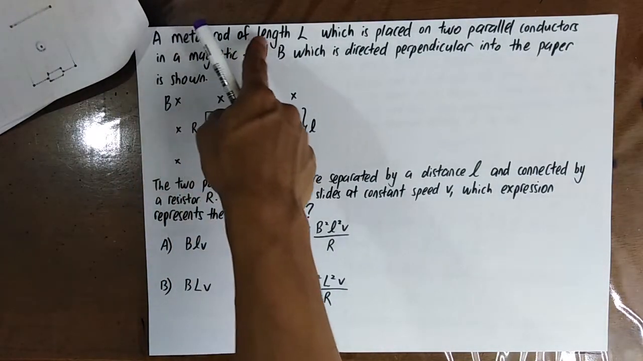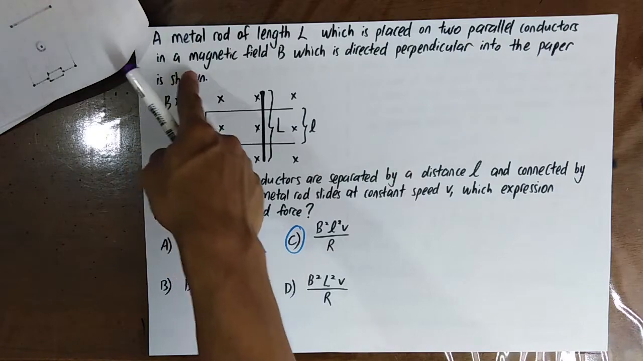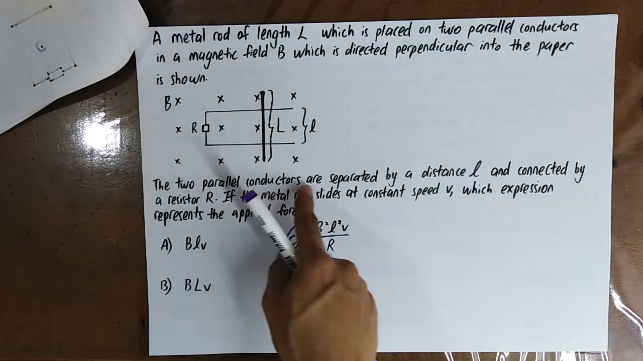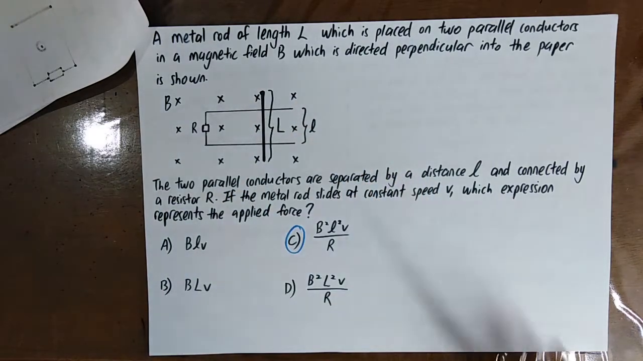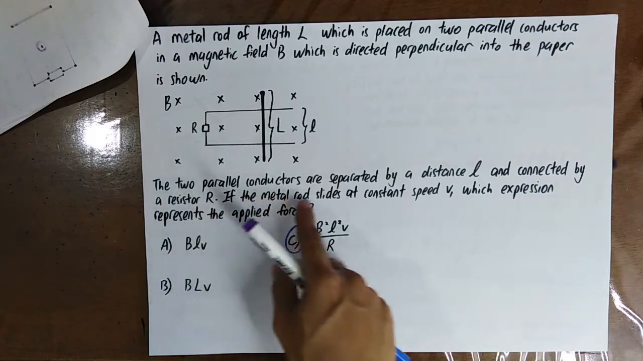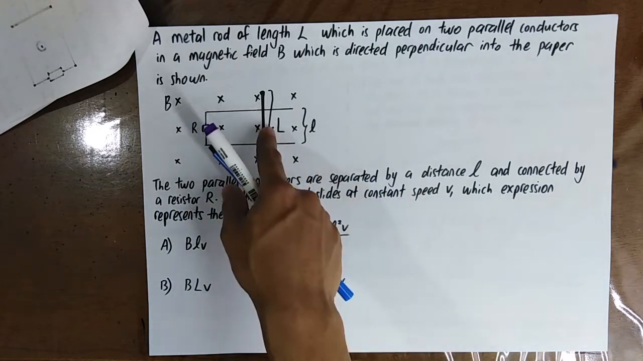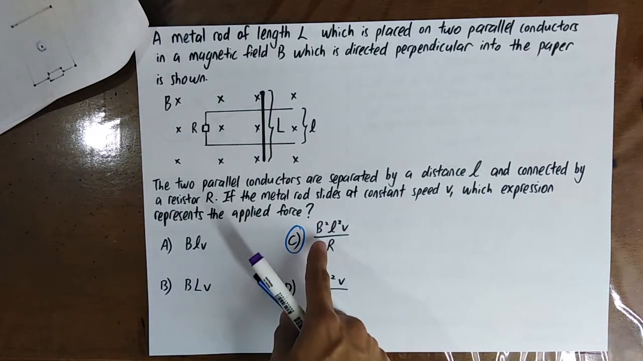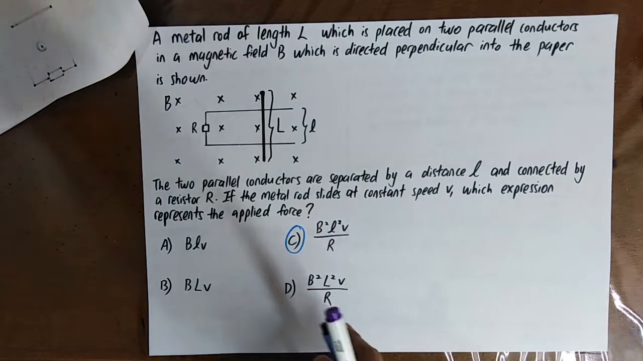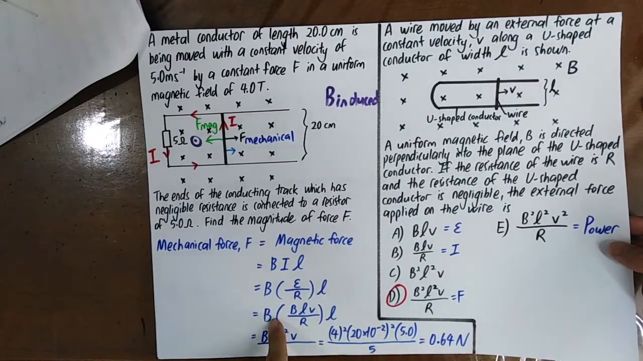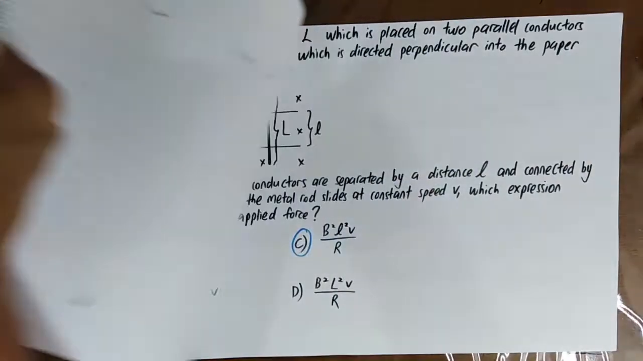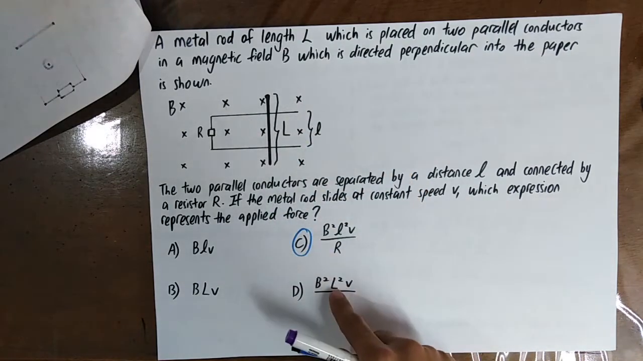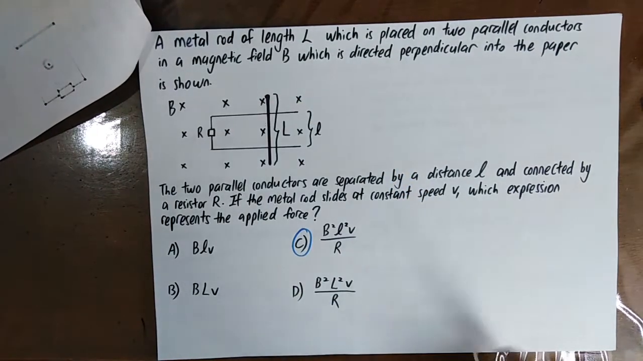A metal rod of length L which is placed on two parallel conductors in a magnetic field which is directed perpendicularly into the plane is shown. The two parallel conductors are separated by the distance L and connected by a resistor R. If the metal rod slides at a constant velocity V, which expression represents the applied force? Okay, so you know that F equal to B squared L squared V over R, which you have already derived just now. So you know that the L is the length between the metal tracks, not the real length of the whole conducting rod here.